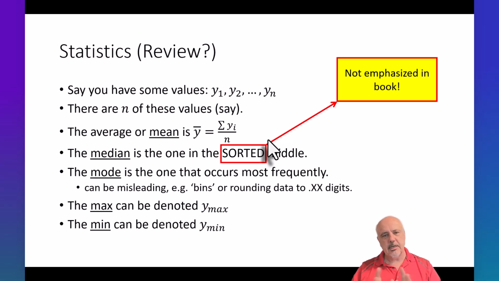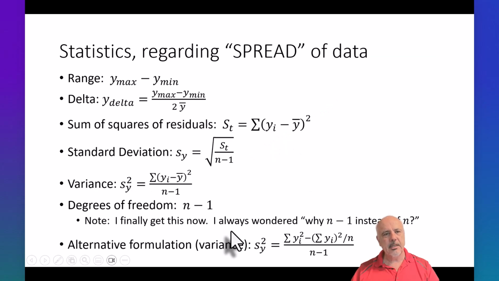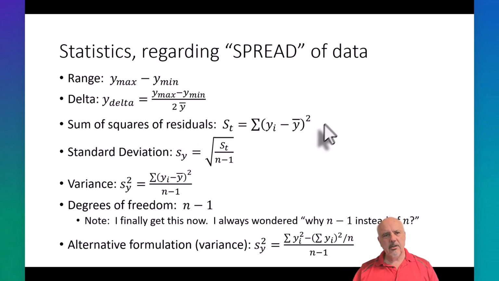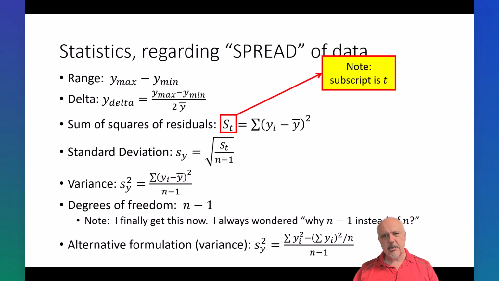The mode is not one I use often, but this is the one that would occur most frequently in your data. Max is pretty straightforward. That's the maximum. And the min, that would be straightforward. That'd be the minimum. Okay, so range is when you take the max and you subtract the min. Delta is where you look at the mean and you look at how far the max and min are from the mean. This is a big one here. The sum of squares of residuals. That's one that we're going to rely on to tell how good our fit will be.